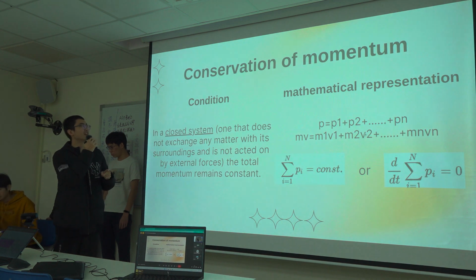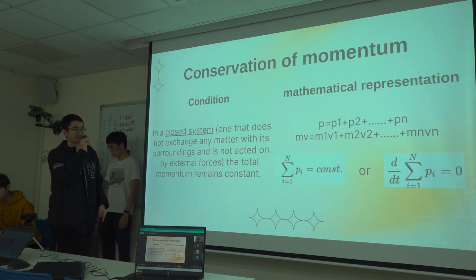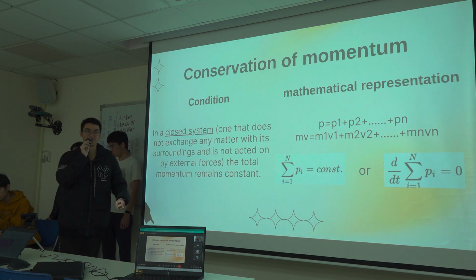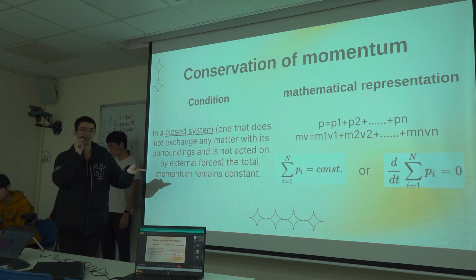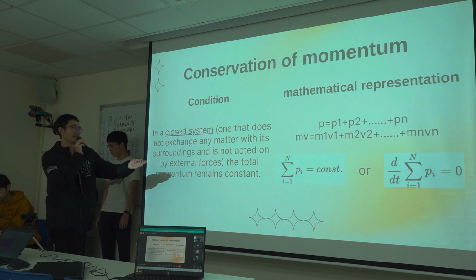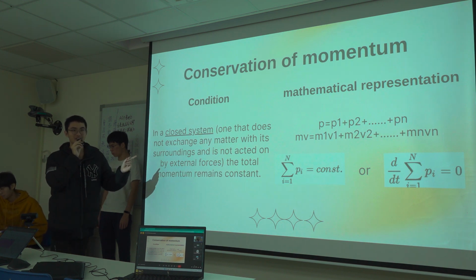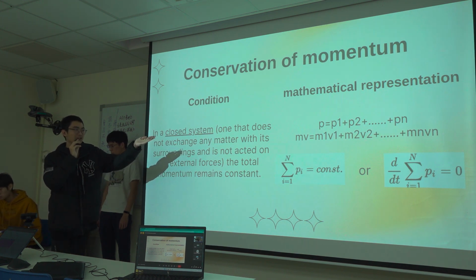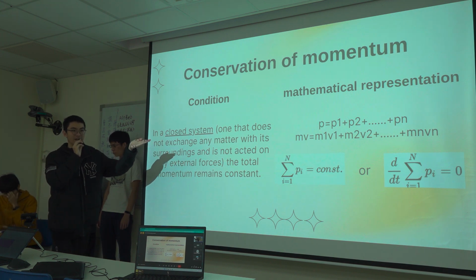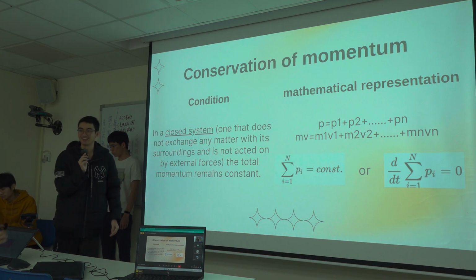And we talk about the conservation of momentum. The conservation of momentum is that the momentum before the explosion and after the explosion will be equal, like this one: P is P1 plus P2 plus so on. If it breaks into n pieces, the initial P and the final P will be equal.